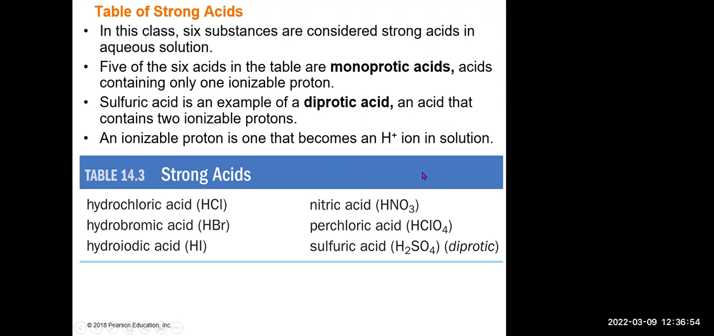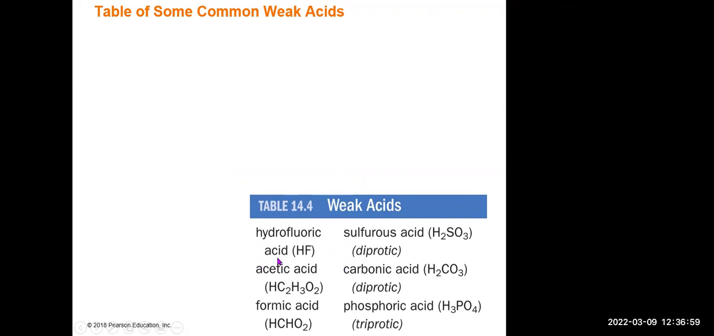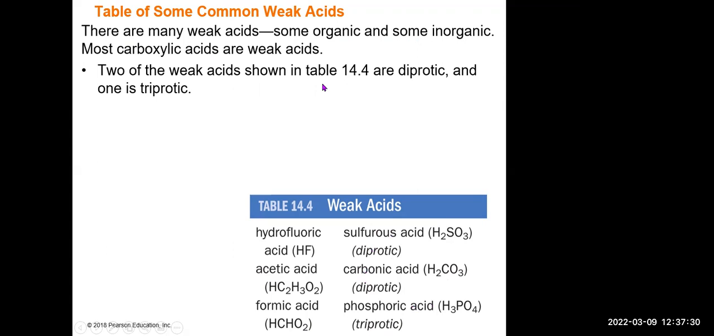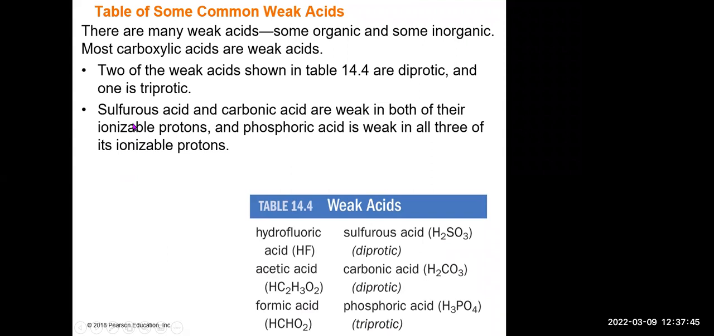And here are some of the common weak acids. We saw some of them before, for example, the HF we just saw on the last few slides, acetic acid, carboxylic acid, formic acid, and some inorganic acids like sulfurous acid, carbonic acid, and phosphoric acid. There are many weak acids, some organic and some inorganic. Most carboxylic acids are weak acids. Two of the weak acids shown in the table are diprotic, and one is triprotic. You probably can see which one is which. So these three are mono, these two are di, this one is tri. So sulfurous acid and carbonic acid are weak in both of their ionizable protons, and phosphoric acid is weak in all three of its ionizable protons. So phosphoric is the last one. It has three H that can be ionized.